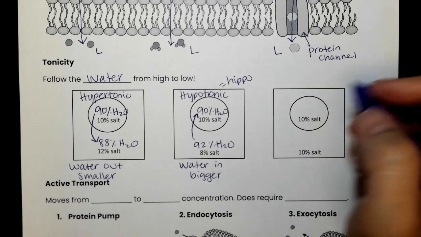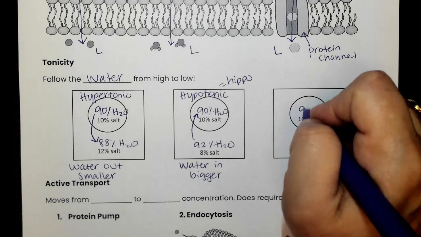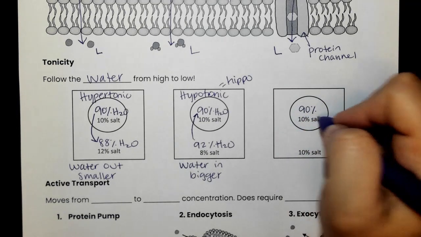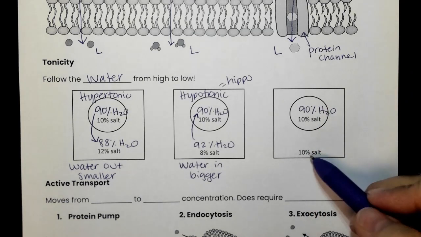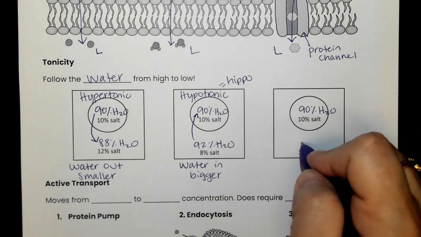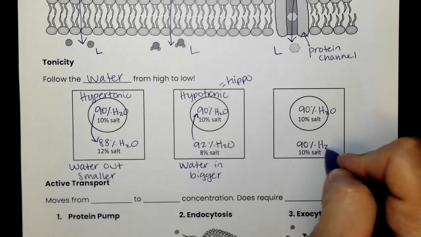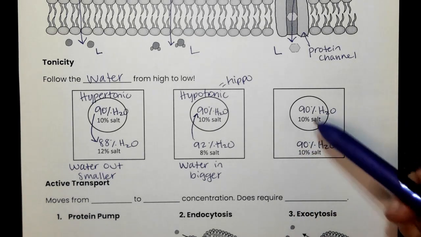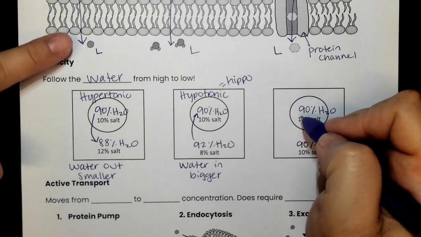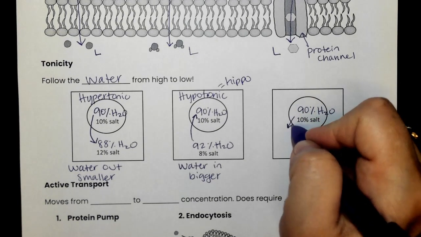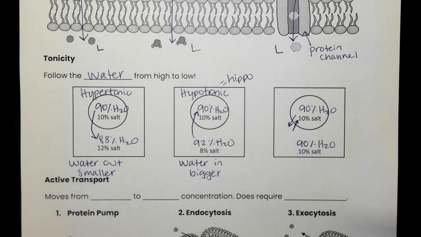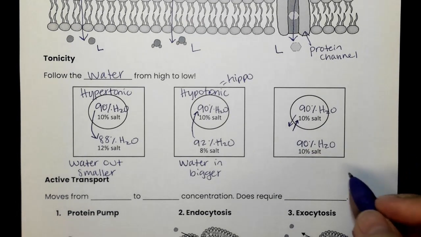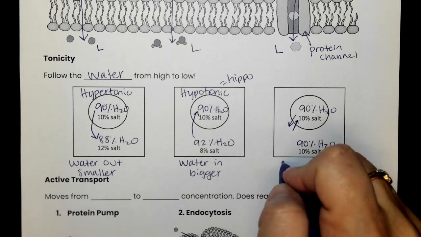And the last type of solution will have actually equal concentrations inside and outside. So inside the cell I have 10% salt, which means I have 90% water. Outside the cell I have 10% salt, which means I have 90% water. So whenever they're equal, again, remember if you think back to up here, once they're in equilibrium, they do still move in and out at a constant rate, but since it's a constant rate, the cell won't change size. So the cell will stay the same size.